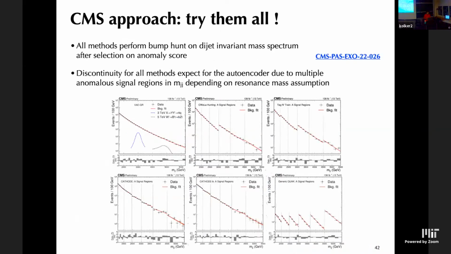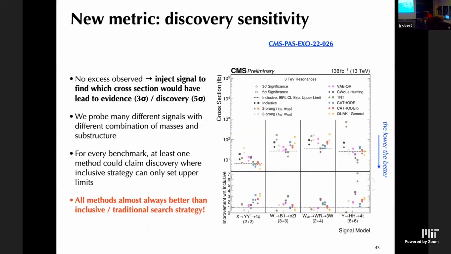We also perform a bump hunt, of course, after all this work. That's what we're doing: looking for a resonance. Unfortunately, we don't see anything. Since we don't see anything, we also try to understand what the cross-section of the process would need to be to claim evidence or a discovery. Also in this case, we see that an anomaly detector is far more sensitive to a very rare signal with respect to other standard approaches.